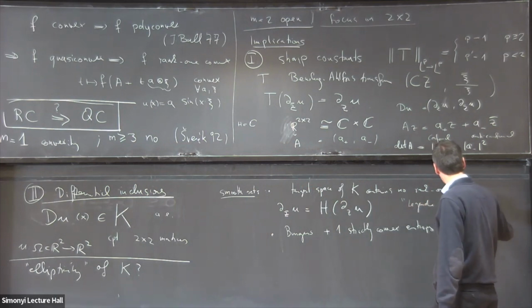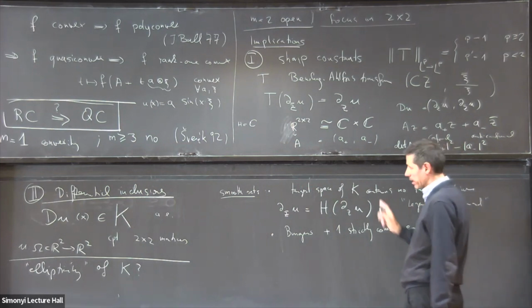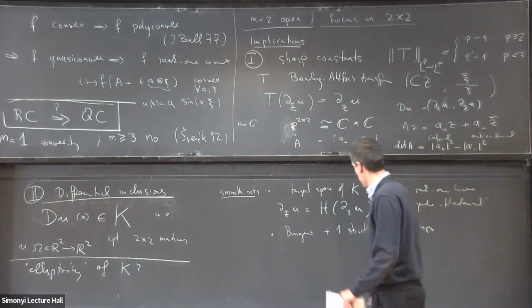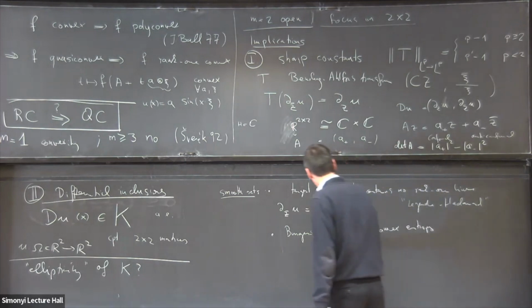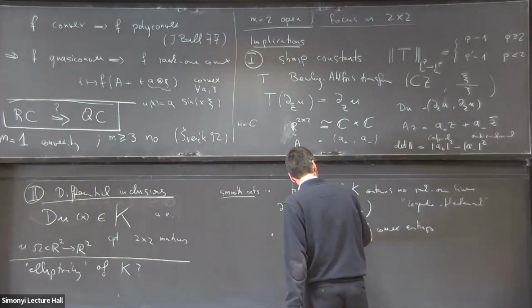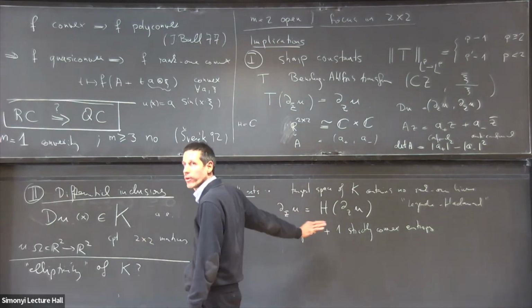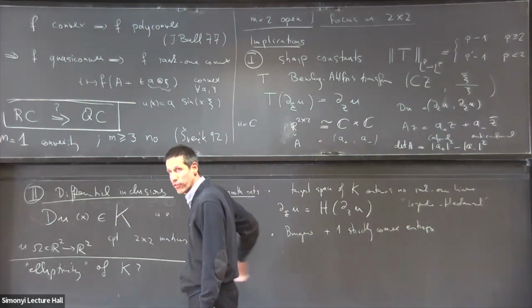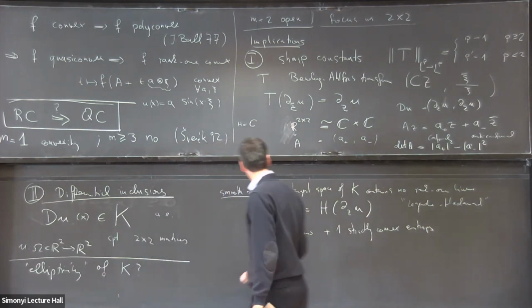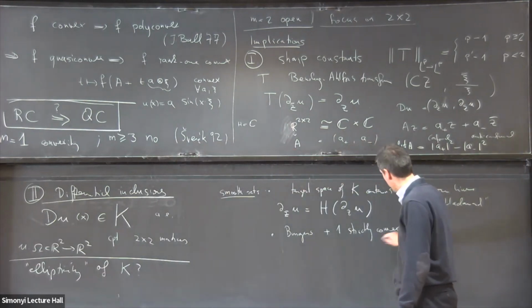Is K allowed to depend on X or no? Here, no. But of course, if it depends on X in a smooth way, you can extend. The question is if it just depends in a measurable way. That's more complicated.